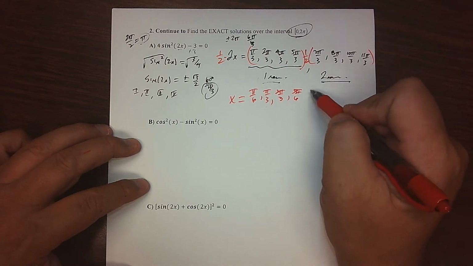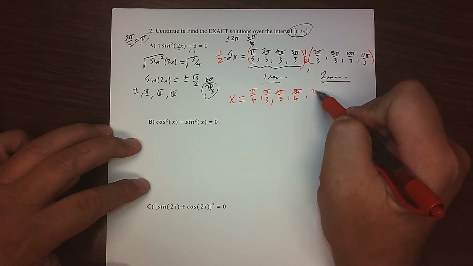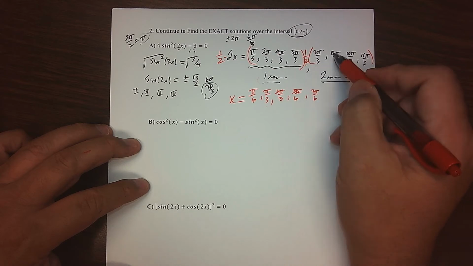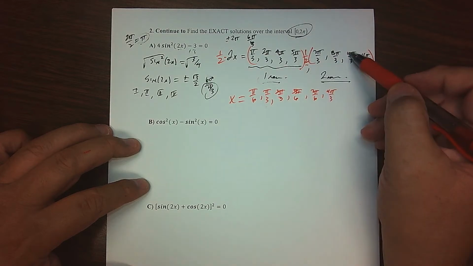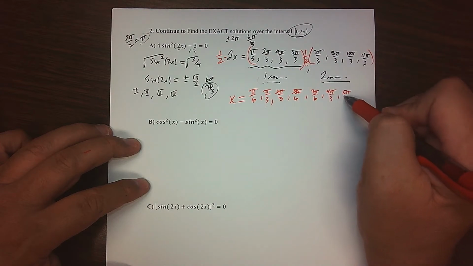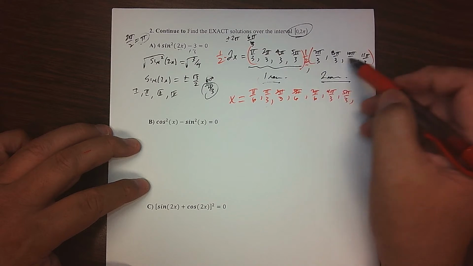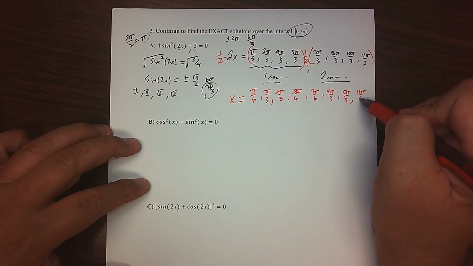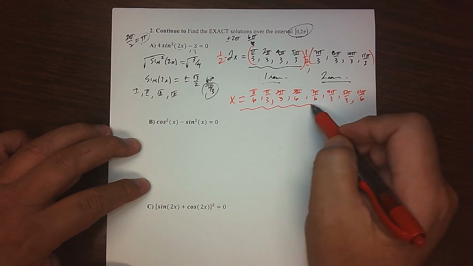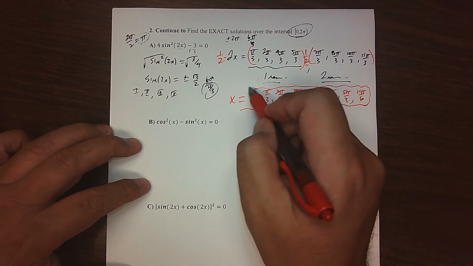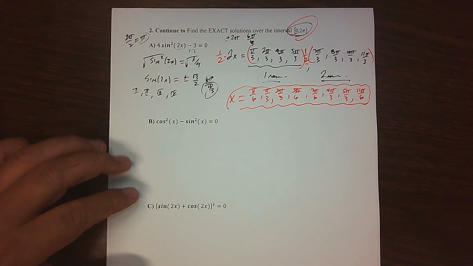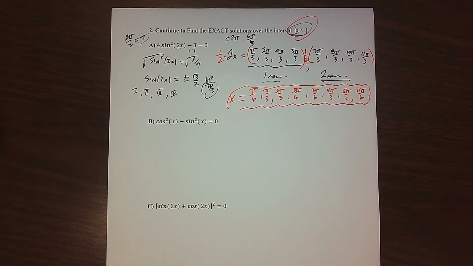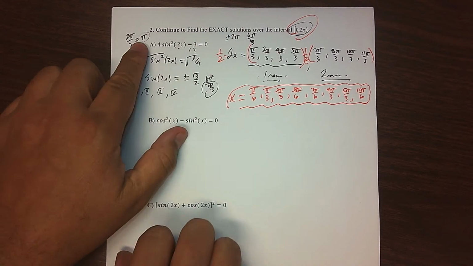Here, 7 pi over 6. 2 will divide out with the 8, giving us 4 pi over 3. The 2 will divide out with the 10, giving us 5 pi over 3. And then it looks like we end up with 11 pi over 6. So there would be our 8 angles within the first revolution that solve that equality by using the fact that our angle, our period, has changed.